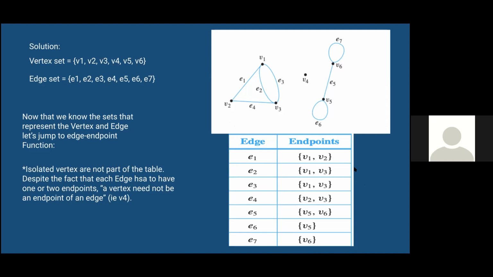You should also take note that V4 in the graph is not included anywhere in the edge endpoint function, and that's because it's an isolated vertex, like I talked about earlier. And since there are no connecting edges, it won't be associated to any, so that's why it's not in the table. But you still include it in the vertex set because it's still considered a vertex.